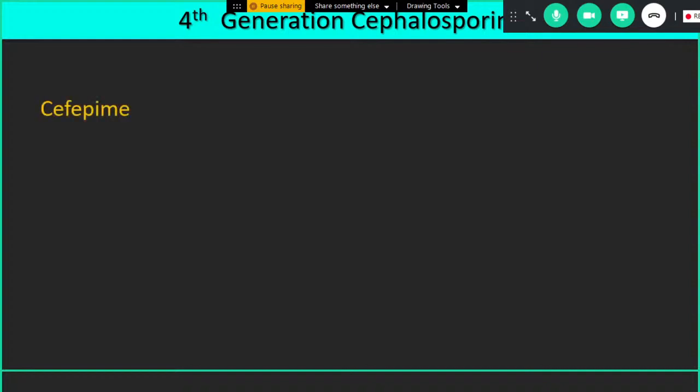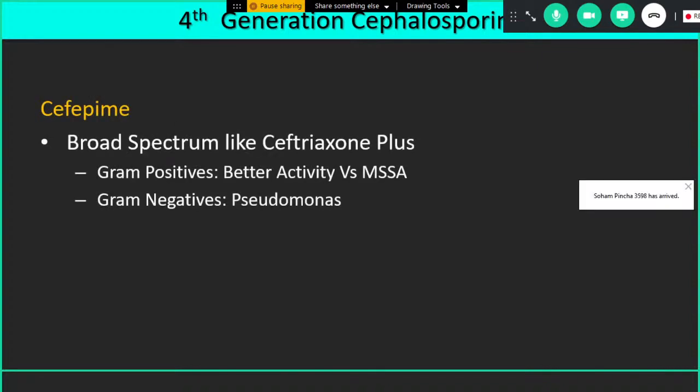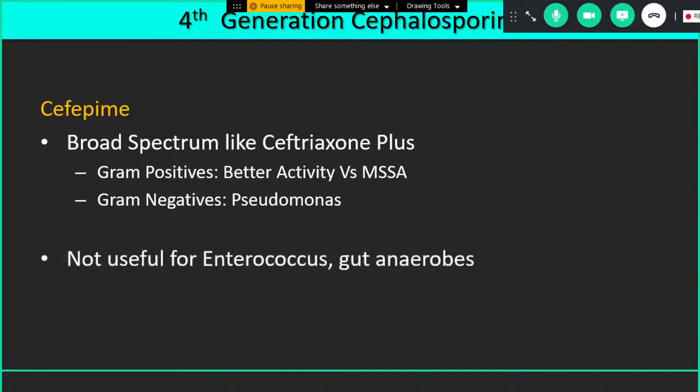Now we come to the fourth generation. As I told you earlier, the fourth generation has a good spectrum against both gram positive and gram negative bacteria. Cefepime also has a spectrum against Pseudomonas bacteria. Again, they are not effective against the LAME group of bacteria.